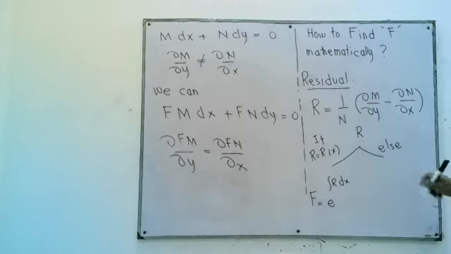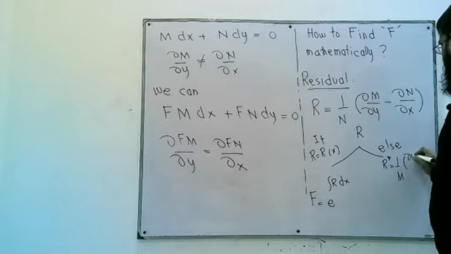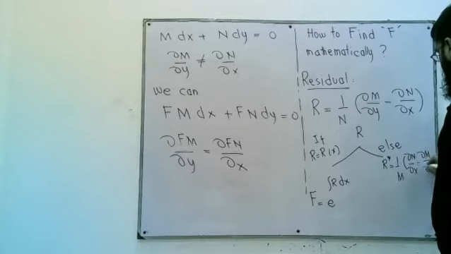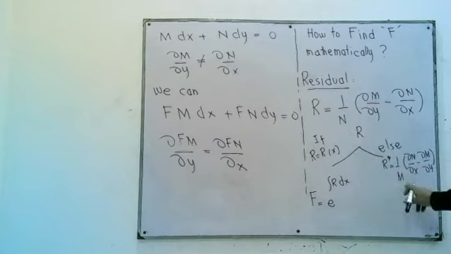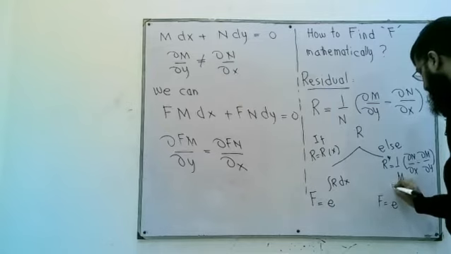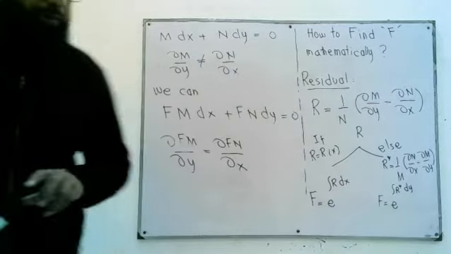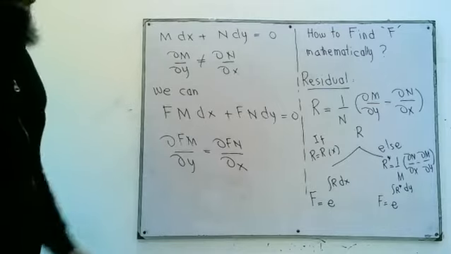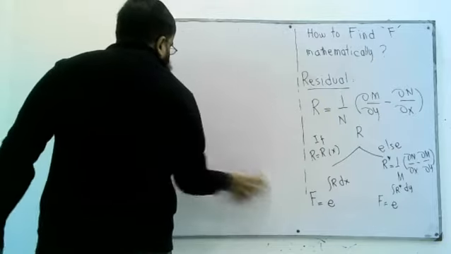Else, if it isn't a function of x, we have to compute its counterpart, its brother, its sister: partial n over partial x minus partial m over partial y. So we'll replace the position of these two ratios, and instead of multiplying with 1 over n, now we multiply with 1 over m. And now the solution would be e to the integral r star dy. So this is the whole algorithm, the whole procedure to compute the value of the integrating factor for a given ODE to make it exact.